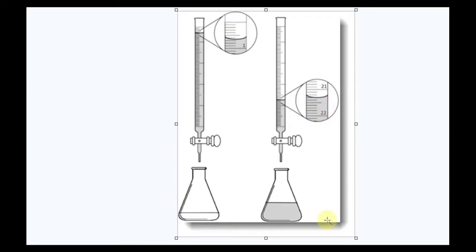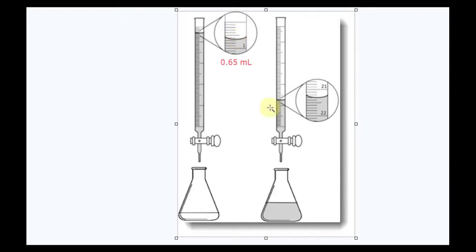This is out of an AP exam. Let's see if you can read it accurately. Now, one of the things about a burette is that they read upside down because they're designed to pour things out. So you start at zero. And notice on this AP question, they didn't put a zero here. They presume that you know that your burette pours out. This reading starts with zero and then moves down to this volume.